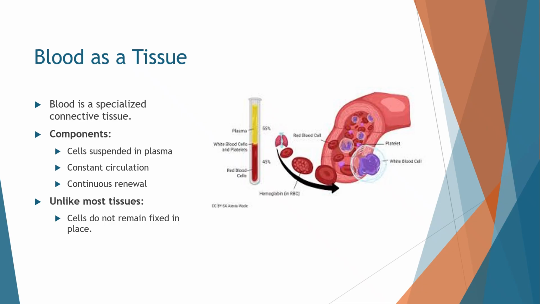From a laboratory perspective, this matters a lot because when we examine blood, we're essentially looking at a moving snapshot of systemic physiology. What we see on a smear reflects bone marrow activity, immune response, oxygen demand, and even systemic stress. So blood isn't just traveling through the body, it's reporting on it.